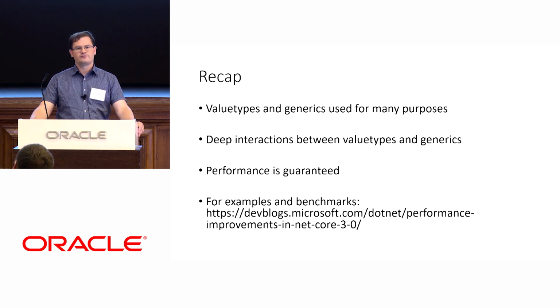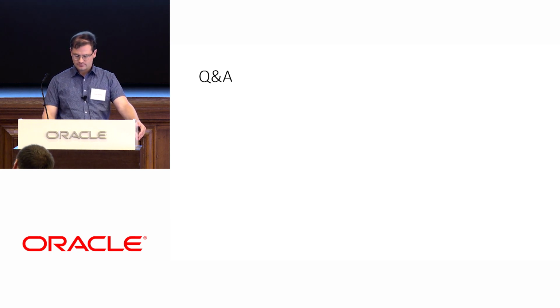For some examples of how to use value types and generics to get really good performance, I'm pointing you at a blog post one of our performance architects put together, talking about some specific improvements made in .NET Core 3. These are an example of the sorts of improvements you can get with value types and generics and the combinations of the two.